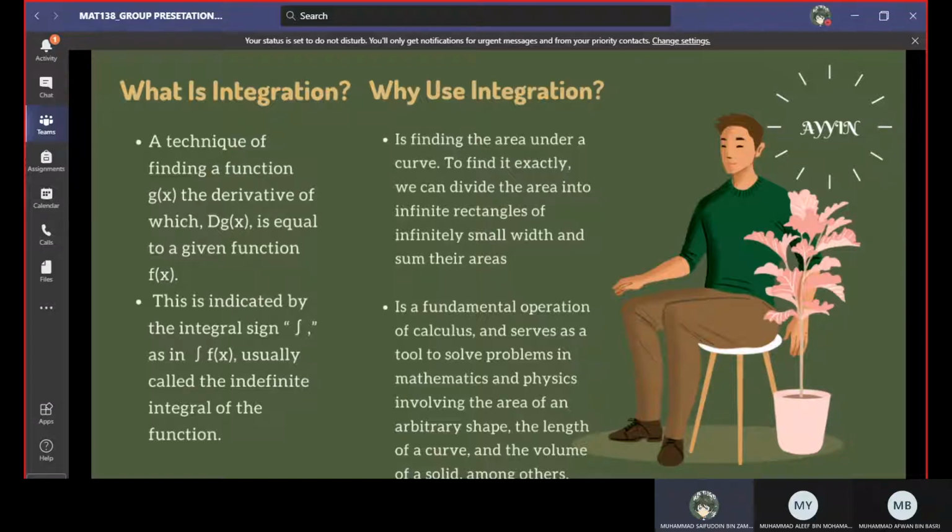So, why do we use integration? The function we use integration for is finding the area under a curve. To find it exactly, we can divide the area into infinite rectangles of infinitely small width and sum their areas. It's a fundamental operation of calculus and serves as a tool to solve problems in mathematics and physics involving the area of an arbitrary shape, the length of a curve, and the volume of a solid, among others.